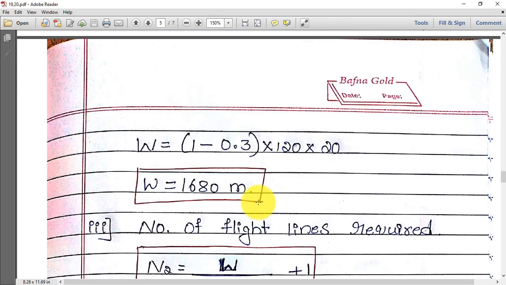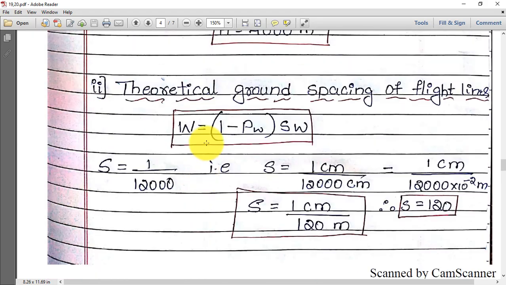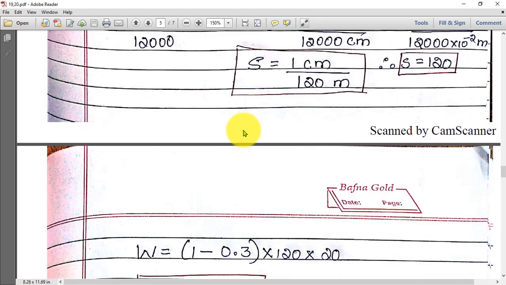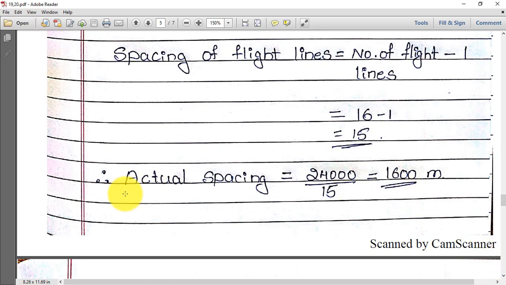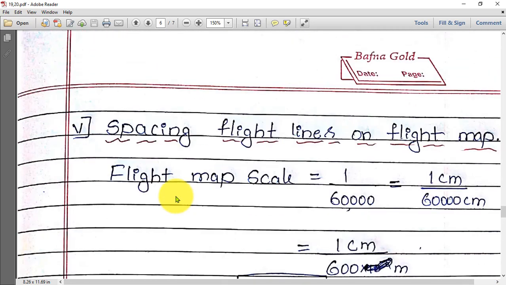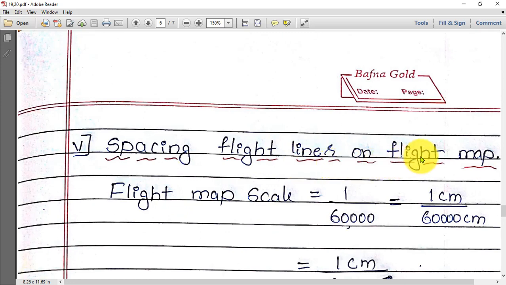Okay. So previously in second question also you have found this is 1680 meter. This 1680 meter is a theoretical ground spacing. Actual ground spacing 1600. Now next question is fifth one. Spacing of flight lines on flight map. Okay. Flight scale is given, right?